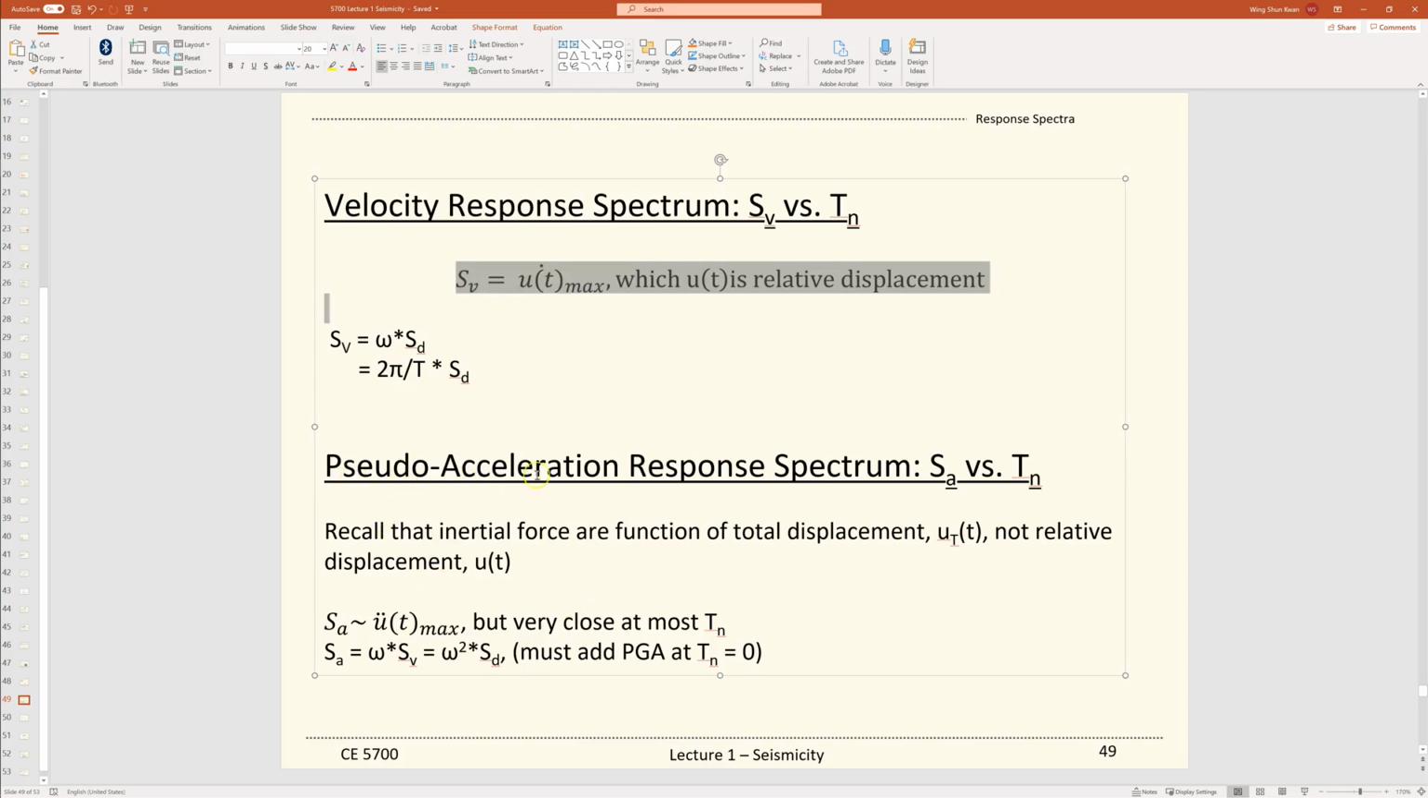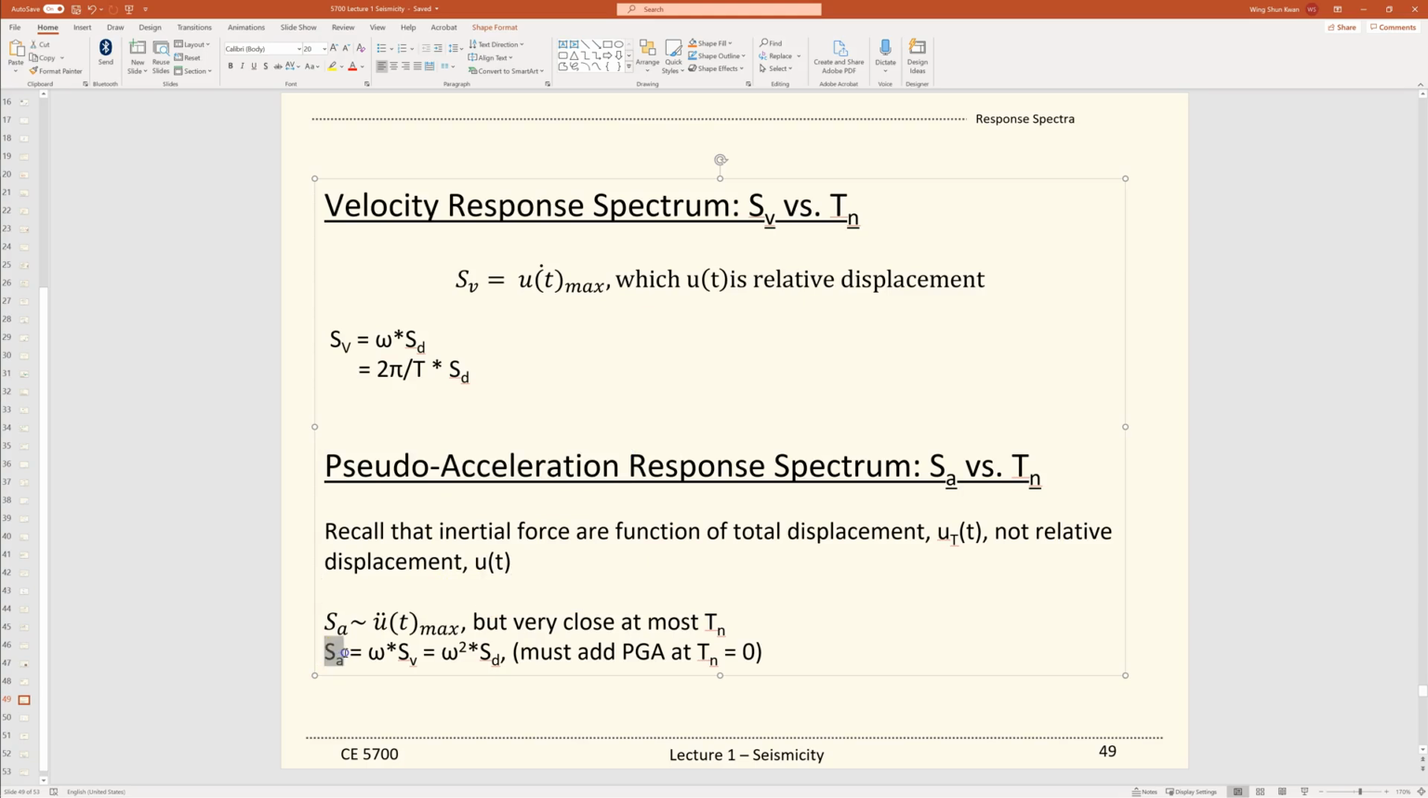So the pseudo acceleration response spectrum, which is S_A. This is not a true acceleration time history, because an acceleration time history is a continuous function with time. But now we just take the maximum point on the acceleration time history, which is the greatest point, and we call that S_A. That's why we call it the pseudo acceleration.